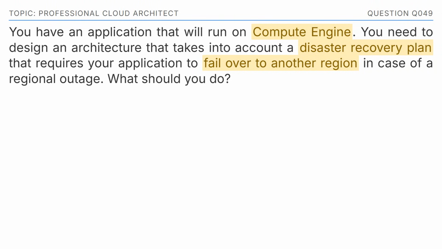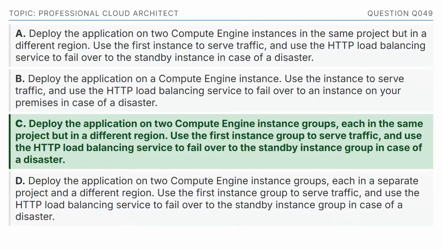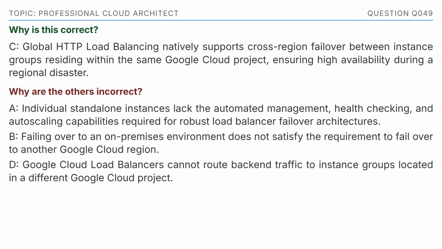To arrive at the correct answer, we focus on the keywords: Compute Engine, disaster recovery plan, failover to another region. The correct answer is option C. Deploy the application on 2 Compute Engine instance groups, each in the same project but in a different region. Use the first instance group to serve traffic, and use the HTTP load balancing service to fail over to the standby instance group in case of a disaster. Why is this correct? C. Global HTTP load balancing natively supports cross-region failover between instance groups residing within the same Google Cloud project, ensuring high availability during a regional disaster.